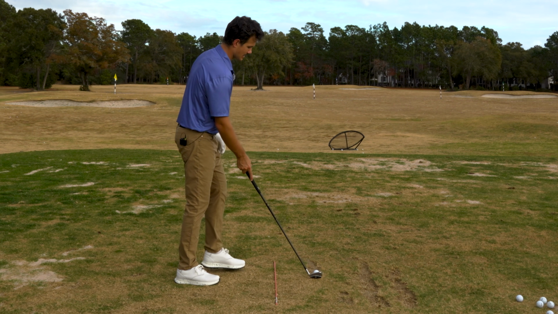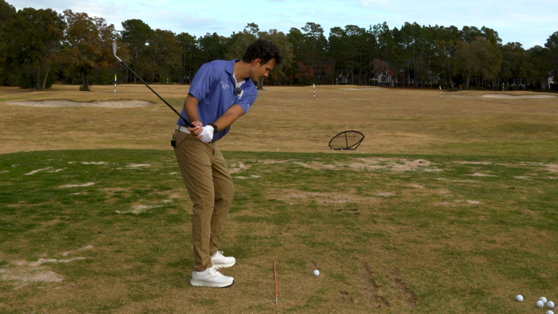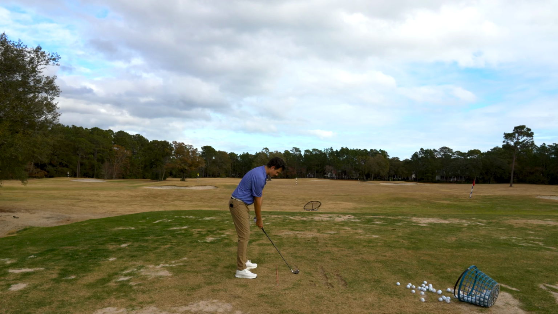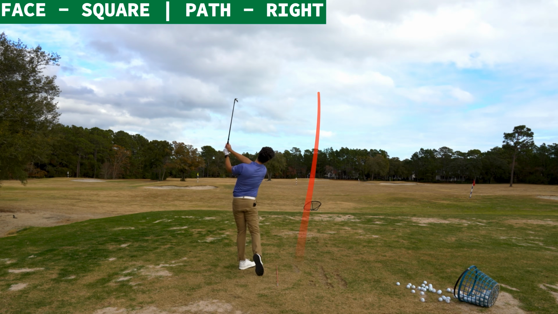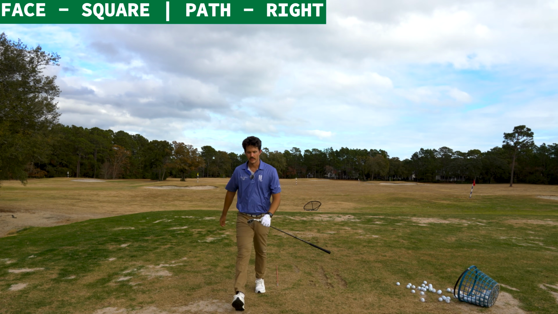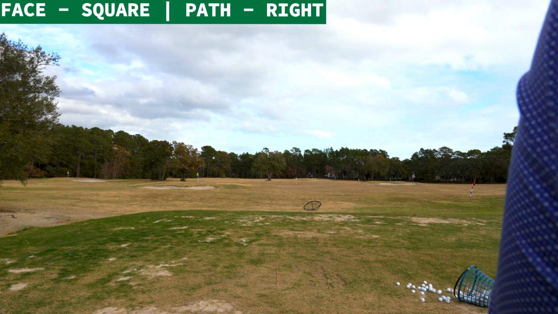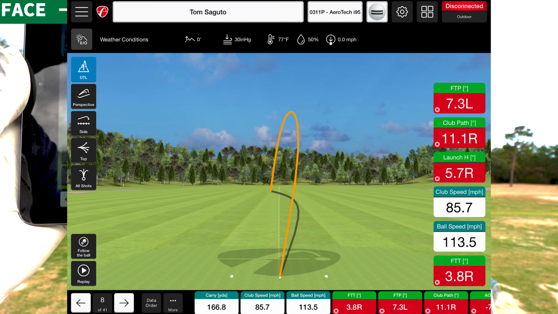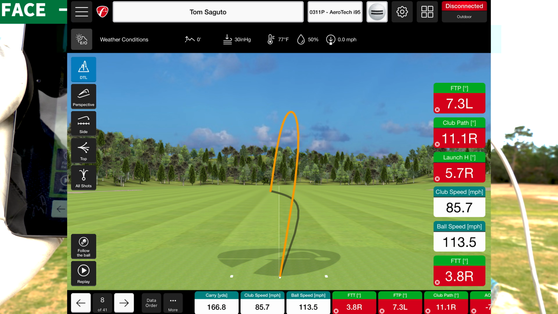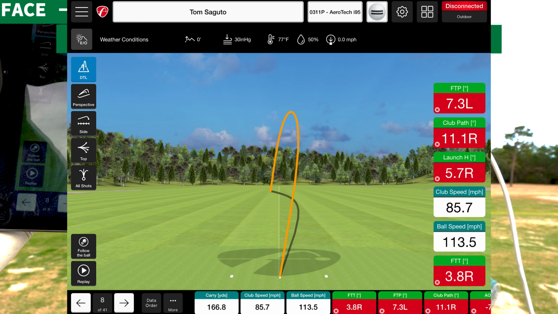On this swing, I'm going to keep the face angle the same, but I am going to swing more out to the right. All right, you see the ball curving right to left. When we look at curve, we look at club path. So here we can see this club path number. I swung 11 degrees out to the right, and that's what influenced the ball to curve to the left.